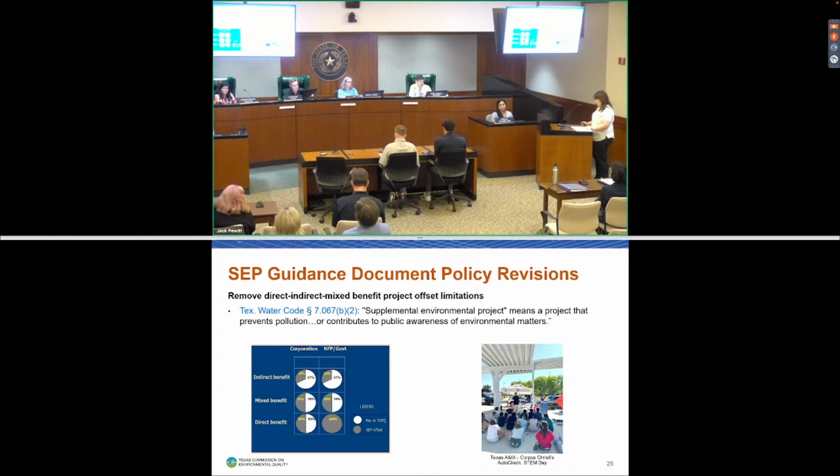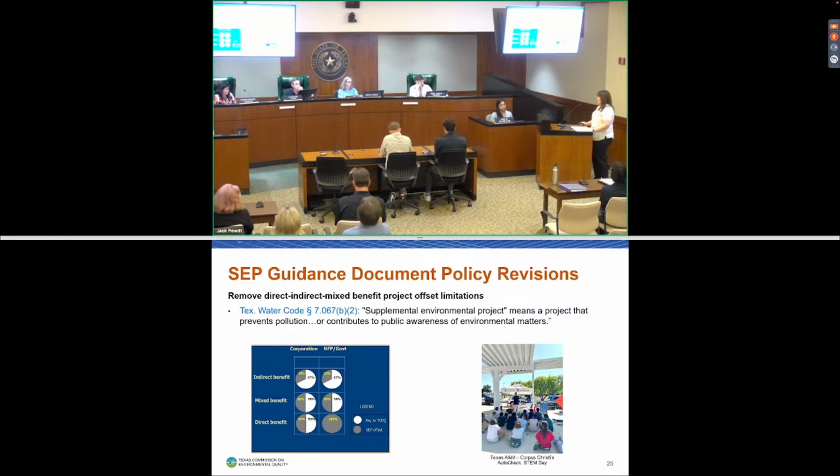And the last third topic that I wanted to talk to you about in the SEP guidance document is our direct, indirect, mixed project offset limitation. Carlos touched on this earlier, but we categorize our SEPs by the amount of benefit that they have towards the environment. So indirect benefit SEPs would be potentially educational SEPs, for example, or licensing. They would not directly go out and benefit the environment. Mixed benefit SEPs would include both direct and indirect components. And direct benefit SEPs include a direct going out onto the field benefit to the environment.